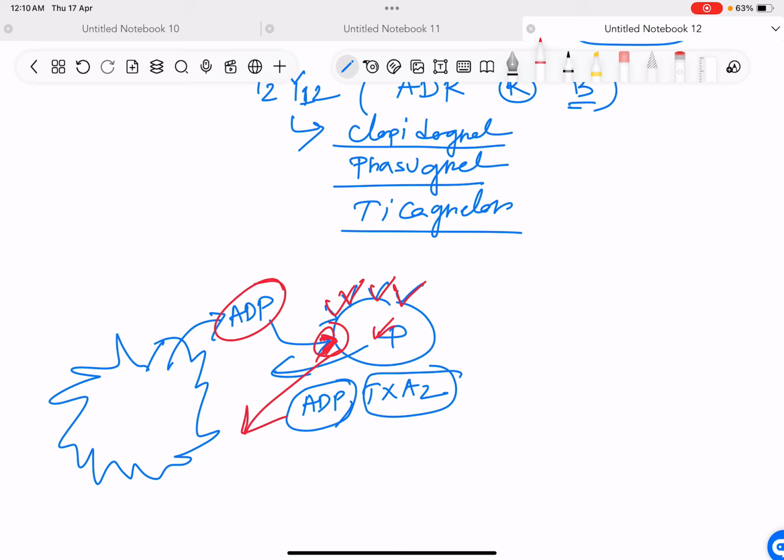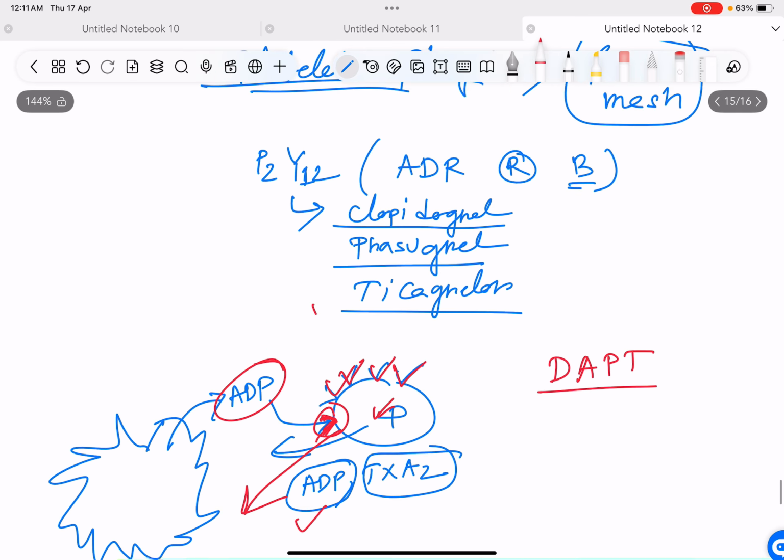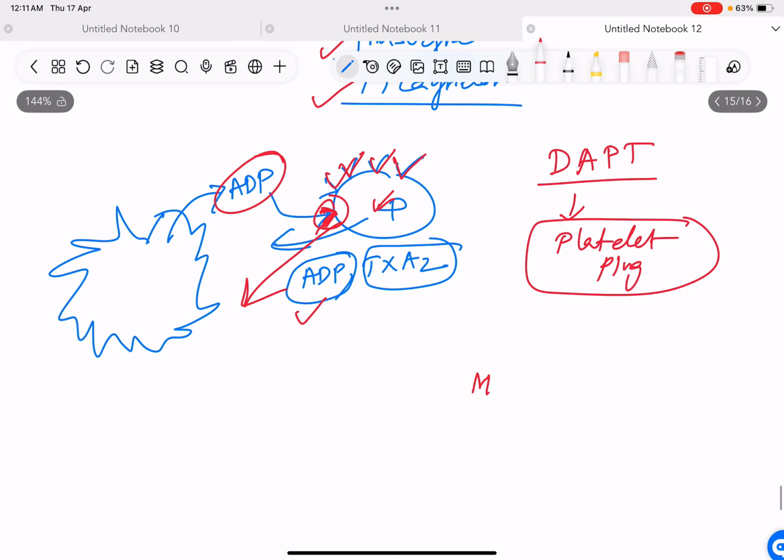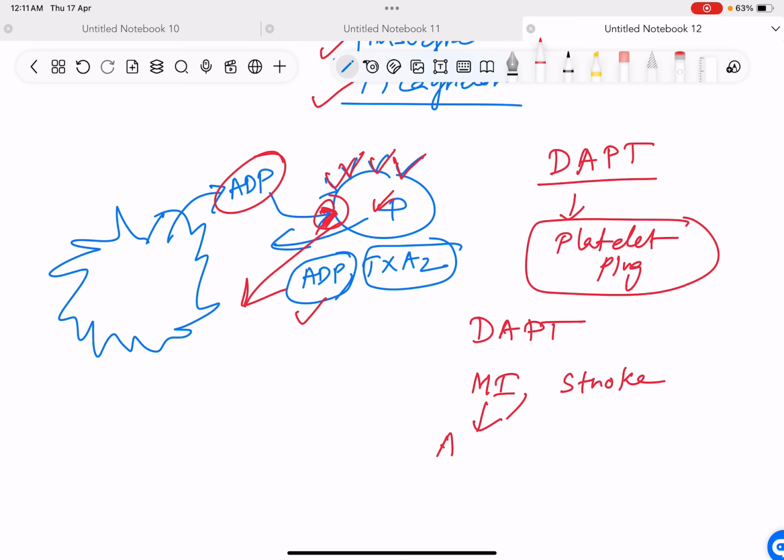But now with the double antiplatelet therapy, that is giving aspirin as well as a P2Y12 inhibitor like clopidogrel or prasugrel or ticagrelor, we will be able to inhibit the formation of platelet plug in patients who are at risk of having platelet plug formation. Especially patients who had previous episode of MI or stroke, in them DAPT is given.